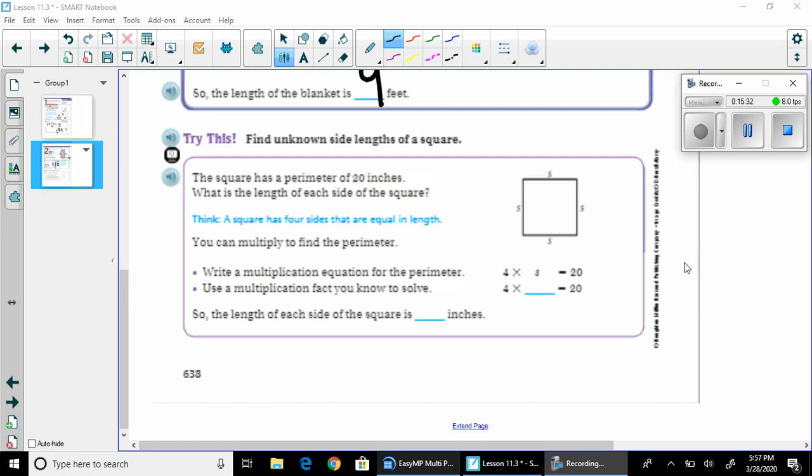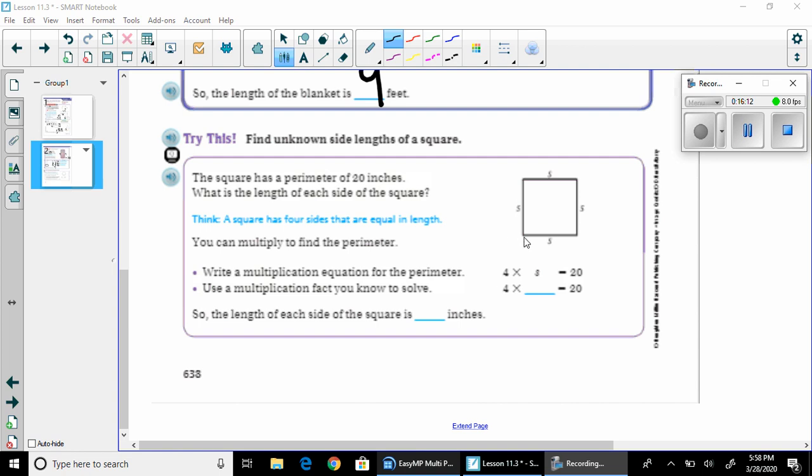All right, so hopefully you paused the video and you went through and read your directions and you solved the equation, okay? So the problem told us that our perimeter, or distance all the way around, was 20 inches. So they already wrote your perimeter here for you, okay? And they are asking you what is the length of each side, okay? So they're telling us that we can use multiplication to find the perimeter. So the first step says to write a multiplication equation for the perimeter and use the multiplication facts that we already know so that we can solve.